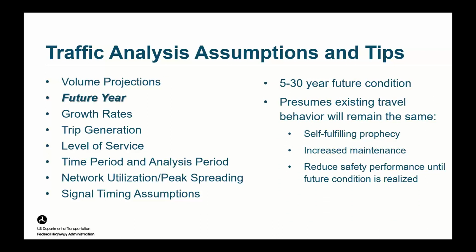Future year, very similar. We often use 5 to 30 years and kind of look toward a future condition. This really does presume that existing travel behavior could remain the same. There's another one about growth rates and thinking about that percentage year after year of growth. And so oftentimes this could lead to very similar effects where we have overbuilt streets in the short term. So we could be reducing safety performance. We could also have increased maintenance for overbuilt structures, or we could end up with self-fulfilling prophecies where we actually do build a wider street and we just have more and more motor vehicle volume.